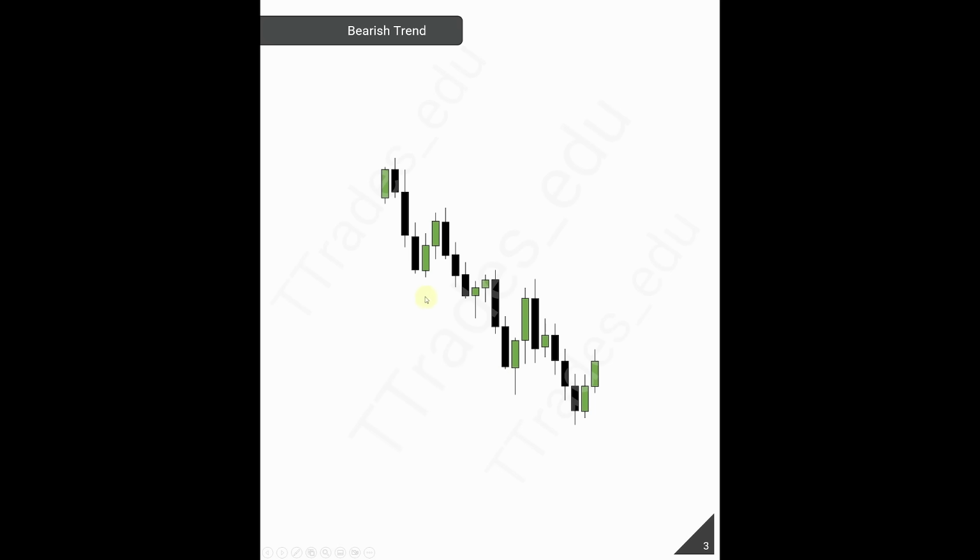Now, if we're going to trend lower, the same thing has to occur, but just opposite. So we have a high and a low. Relative to this high, we create a lower high, a lower low, lower high, lower low, lower high, lower low.